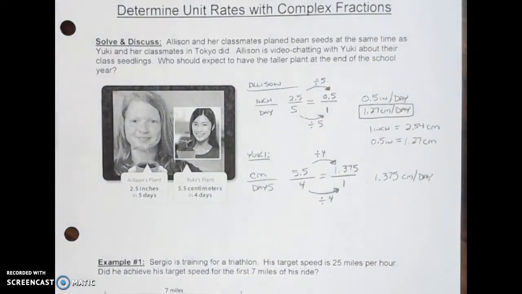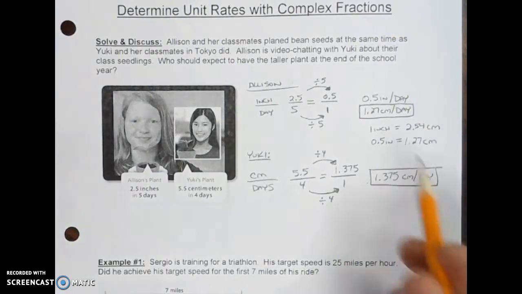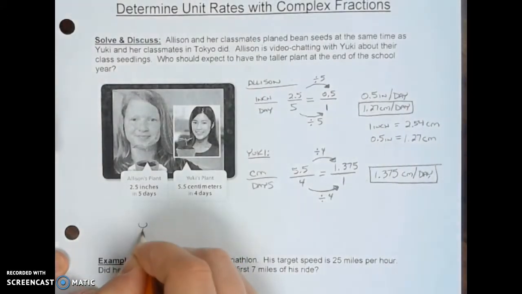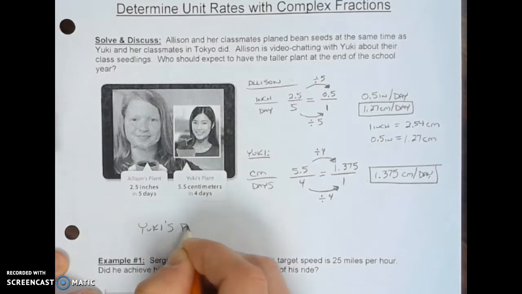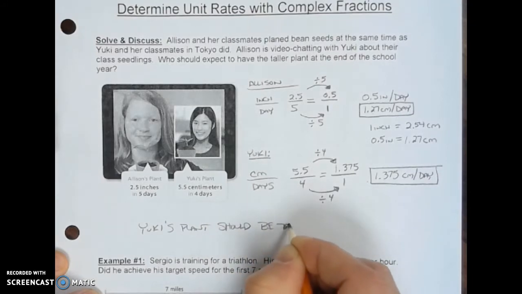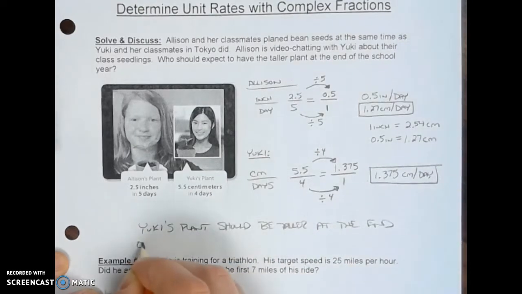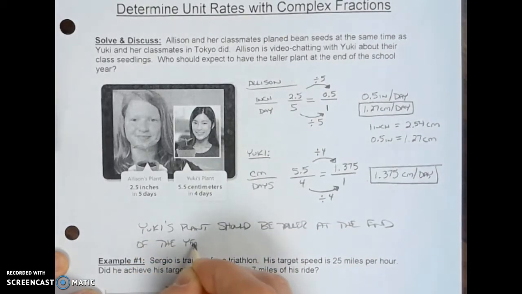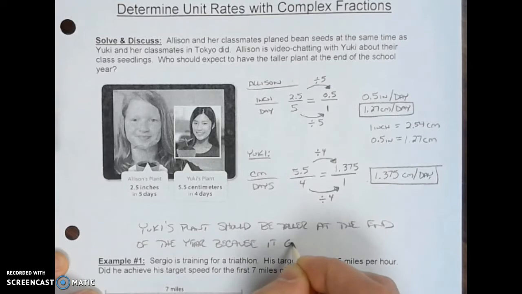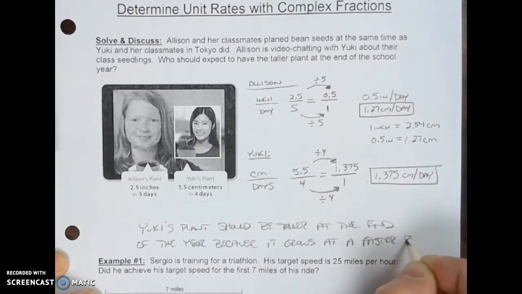There's Allison's unit rate, 1.27 centimeters per day. Yuki's 1.375 centimeters per day. I compare their tenths place. I see Yuki's has a larger unit rate, and so I can say that Yuki's plant should be taller at the end of the year, because it grows at a faster rate.